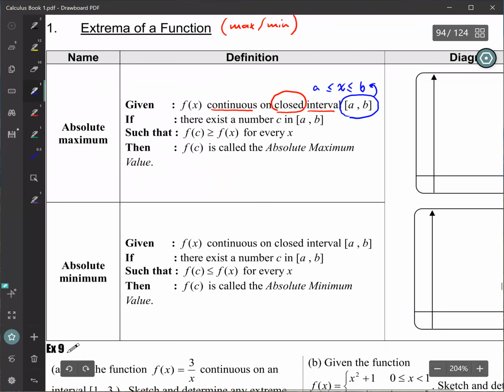So if it's continuous in that interval, and also there exists a number C such that the Y value at C is greater or equal to the function for every X, then that place is called the absolute maximum value. F of C is the maximum value. So we're talking about the Y.